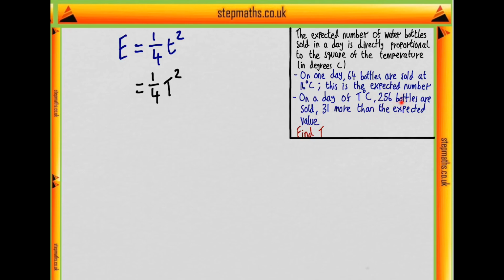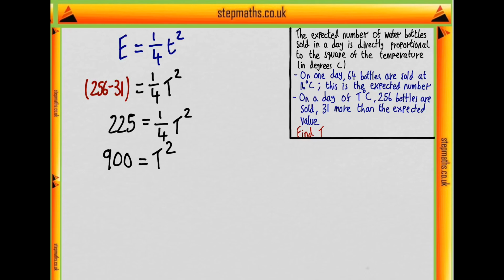But we know 256 bottles are sold, and that's 31 more than expected, right? So we do 256 minus 31. That must be equal to a quarter T squared, i.e. the expected number sold. This is an expression involving T squared, and if we solve this, we're done. So this is 225, and that's equal to a quarter T squared. Let's isolate T squared, so times through by the 4 to get 900 is equal to T squared.